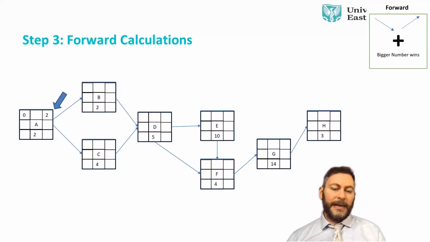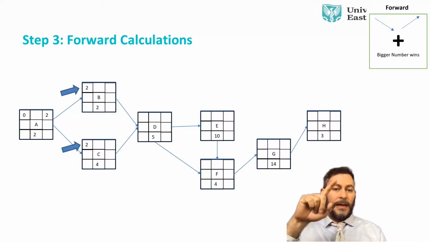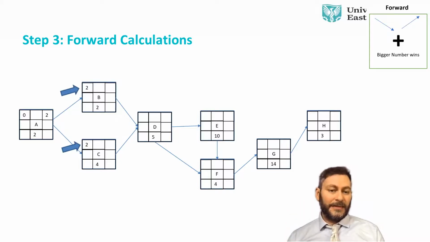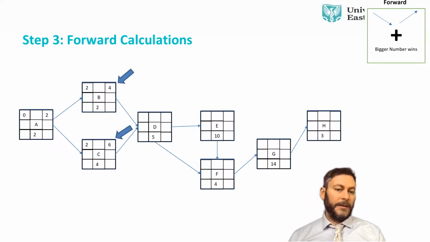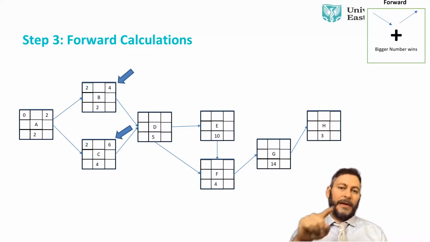Now, activity B and C cannot start until activity A finishes, which is day 2. And therefore, this is the time when they can start. So this is activity B and C can start on day 2. Again, we add the numbers. So 2 plus 2 becomes 4 for B, and 2 plus 4 becomes 6 for C. And then we add the numbers, as you can see there. So forward calculation, you follow what we call a V shape, and you add them.